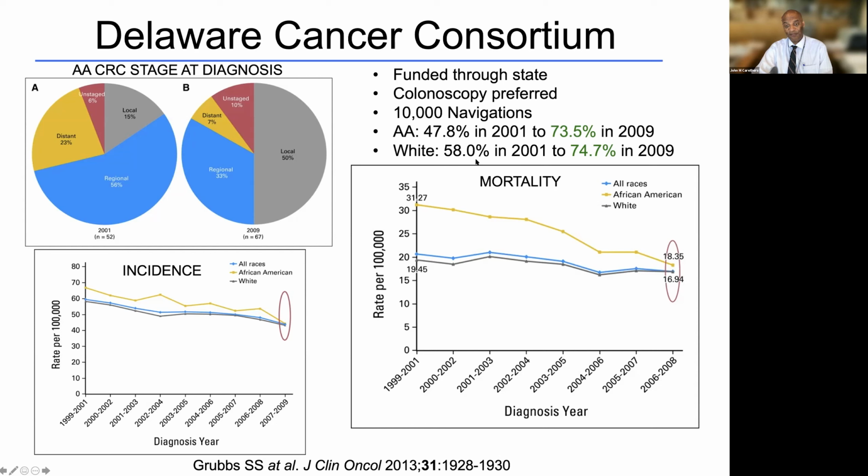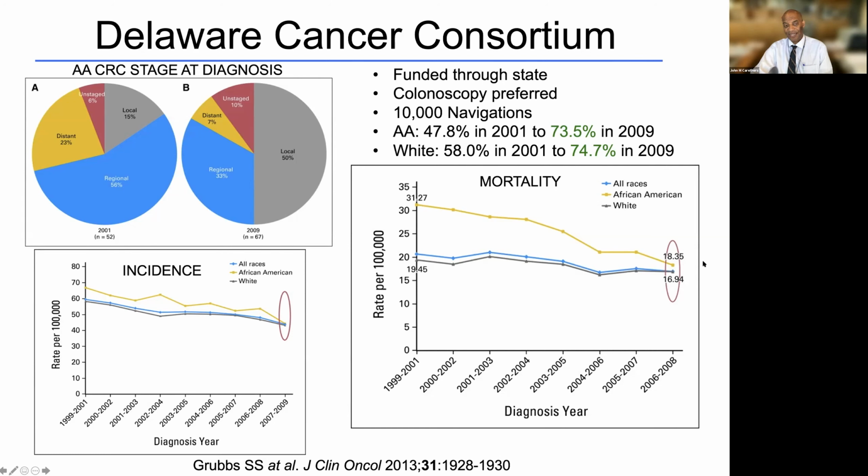And whites went from 58% screening in 2001 to 74.7% in 2009. So 74% essentially for both blacks and whites getting screened, with the incidence removing the disparity at the end of the study. Mortality, which tends to lag behind incidence, shows that the mortality rates also drop for both races, but drop faster for blacks. For whites, 19.45 per 100,000 down to 16.94 per 100,000. And blacks went from 31.27 per 100,000 to 18.35 per 100,000.